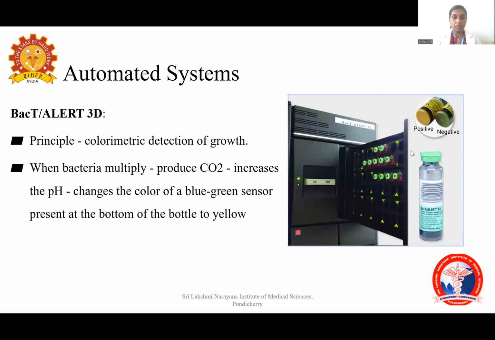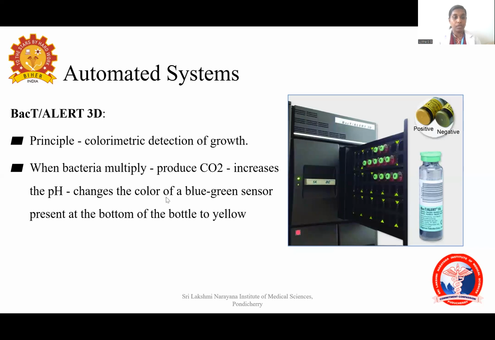So this will be the appearance of the machine. This is the bottle. Through the lid, you inoculate the blood, and you keep the bottle inside the machine. Once there is sufficient growth of the organism inside, based on principles such as carbon dioxide production, the machine will give a beep sound. You can take out the bottle, do the subculture and identify the organism.